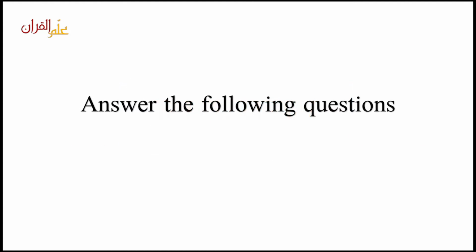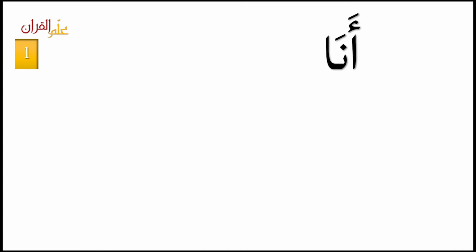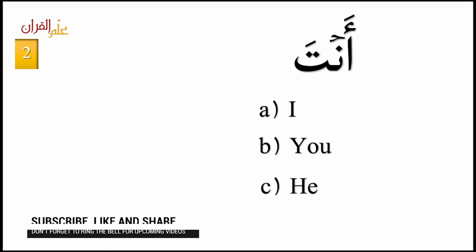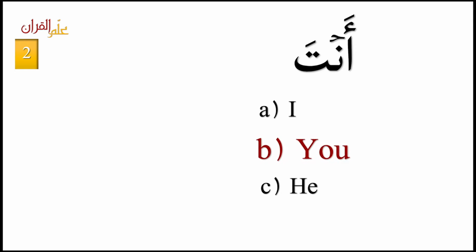Let's review. Answer the following questions. What does أنا mean? A. I. B. You. C. We. The correct answer is A, I. أنا meaning I. Number 2. أنت. A. I. B. You. C. He. The correct answer is B, you. أنت meaning you for masculine.